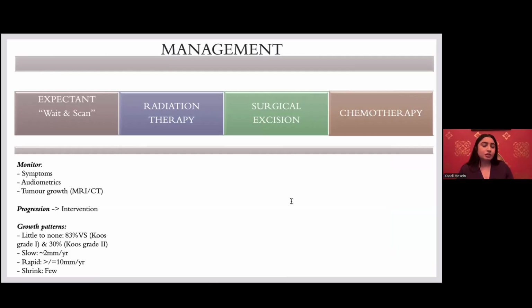Growth patterns observed are shown here: little or no growth, which applies to most, 83% of vestibular schwannomas confined to the IAC or Koos grade 1, and 30% extending to the cerebellopontine angle or Koos grade 2. Slow growth of about 2 millimeters per year, or rapid growth of more than or equal to 10 millimeters per year, and a few actually shrink.